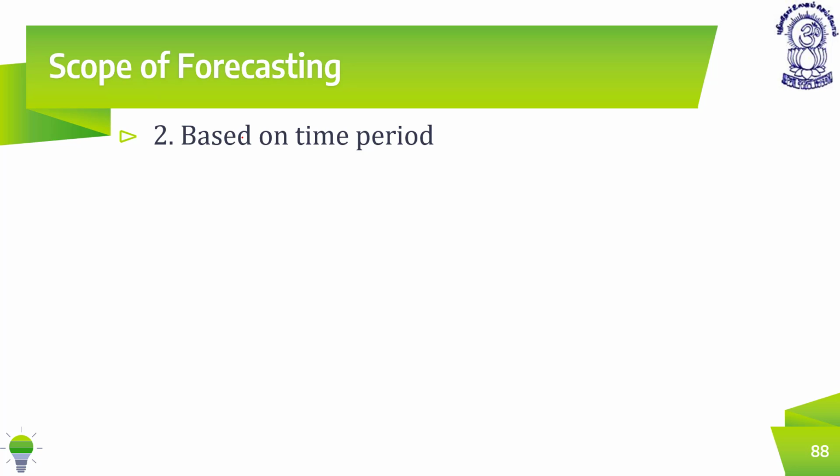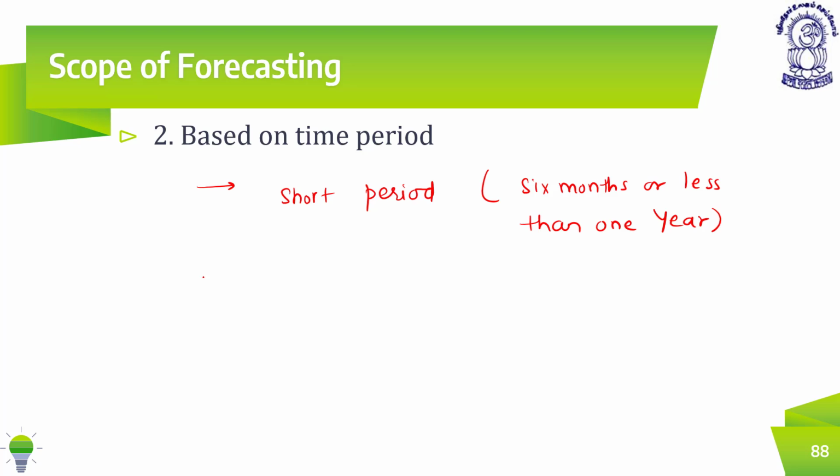So forecast can also be done as per the time period, short period. How could the short period be defined? As 6 months or less than 1 year. Forecasting can also be done as per long term, that is long period, 2 to 5 years or more.